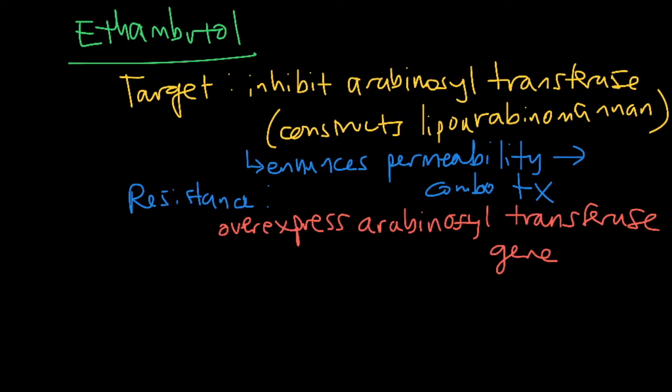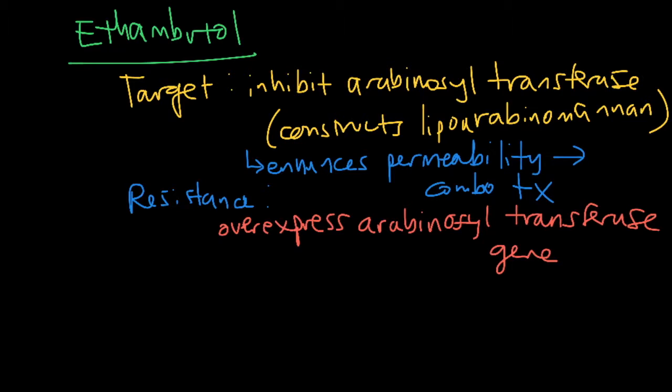So ethambutol is our next drug, and its target is the inhibition of arabinosyl transferase, which is involved in the construction of lipoarabinomannan. If you look in the handout I provided along with this video, like I always do, you can see that in the cell wall picture, lipoarabinomannan is a part of the cell wall, and it's also involved in mediating or avoiding the immune response. So if you inhibit arabinosyl transferase, which constructs lipoarabinomannan, then you inhibit cell wall synthesis, and the mycobacteria can't survive.